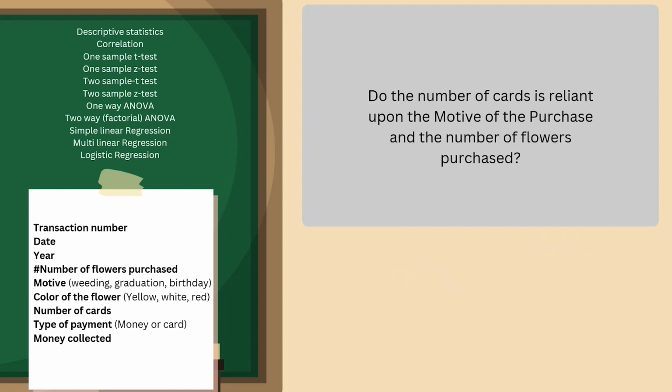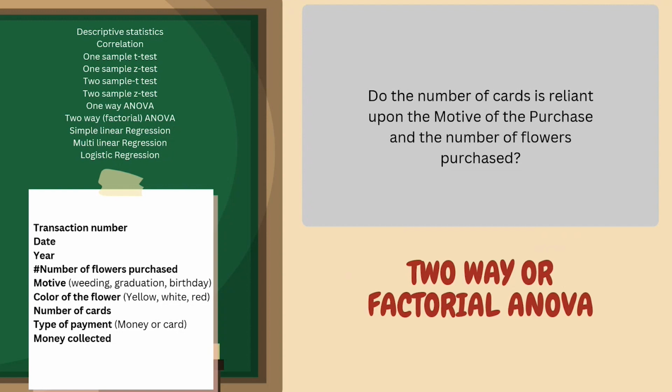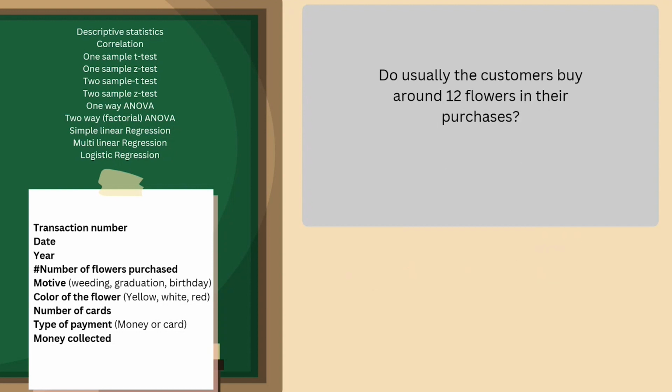Is the number of cards reliant upon the reason for the purchase and the number of flowers purchased? Two-way or factorial ANOVA. It is a two-way ANOVA because we are using two independent variables, the reason for purchase and the number of flowers, and one dependent variable, the number of cards. Do customers usually buy around 12 flowers in their purchases?